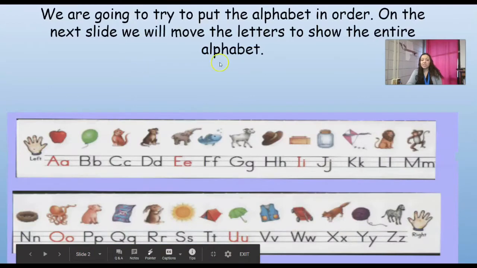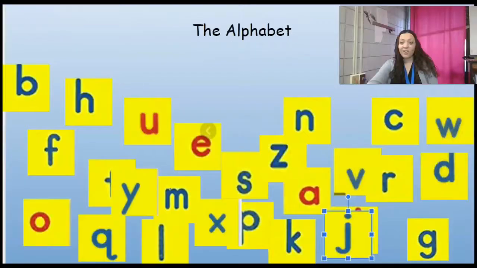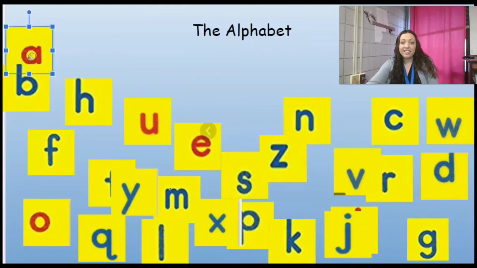So the first thing that we're going to do is try to put our alphabet in ABC order, or alphabetize it, okay? On the next slide, we're going to try to put it all in order. All right, here we go. Our initial letter in the alphabet is A, that's right. And how many letters are we going to have in all? That's right, we're going to have 26 letters in all. So what letter comes after A?